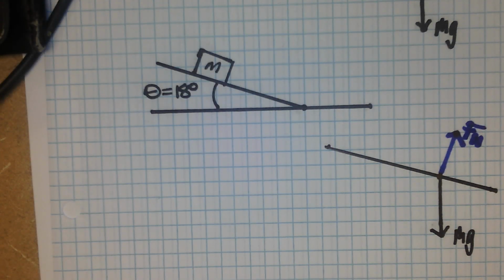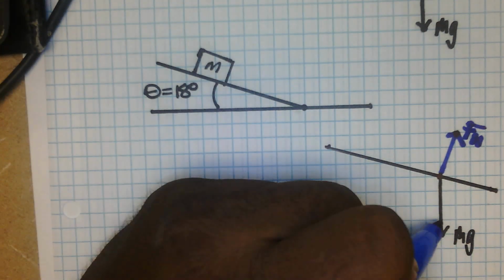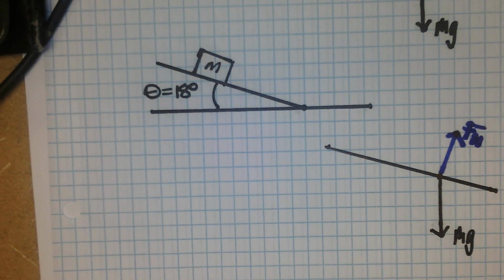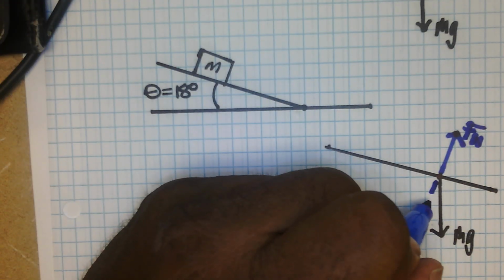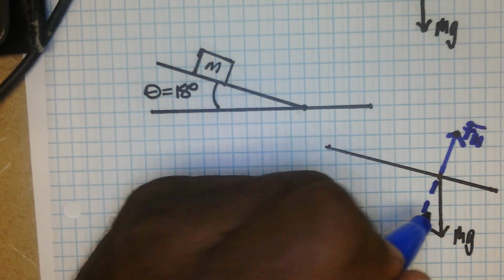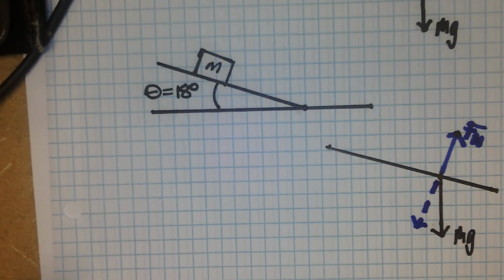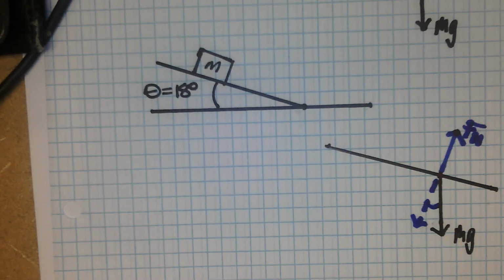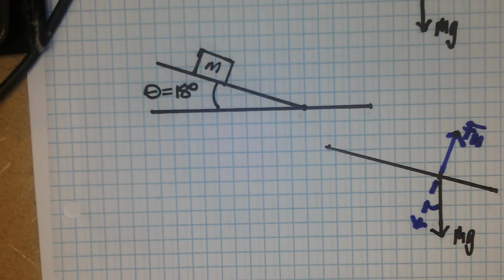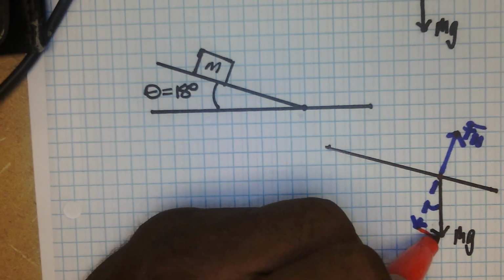So how do we find the normal force on the inclined surface? Well, we know the mg. That's one thing we do know. So what we can do is find the components of mg. That is Fn. That's theta right there. And then we'll just call this another line.